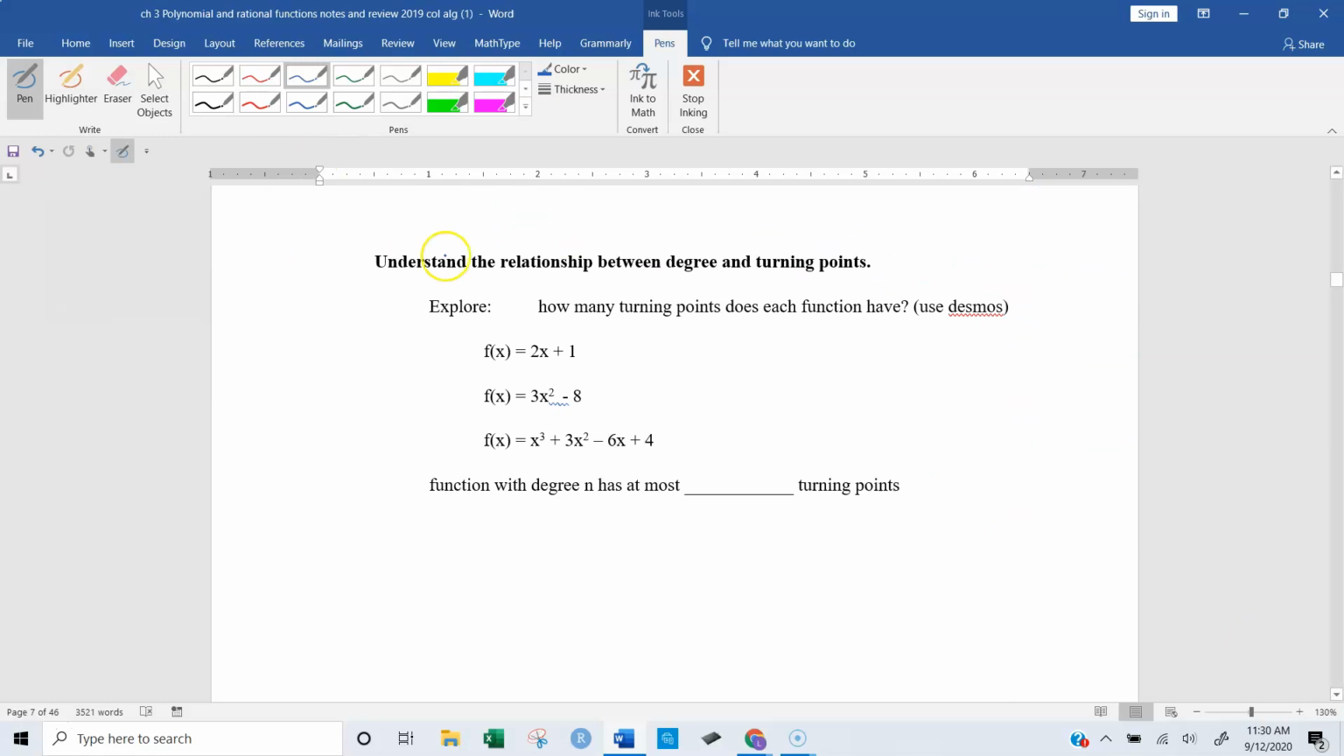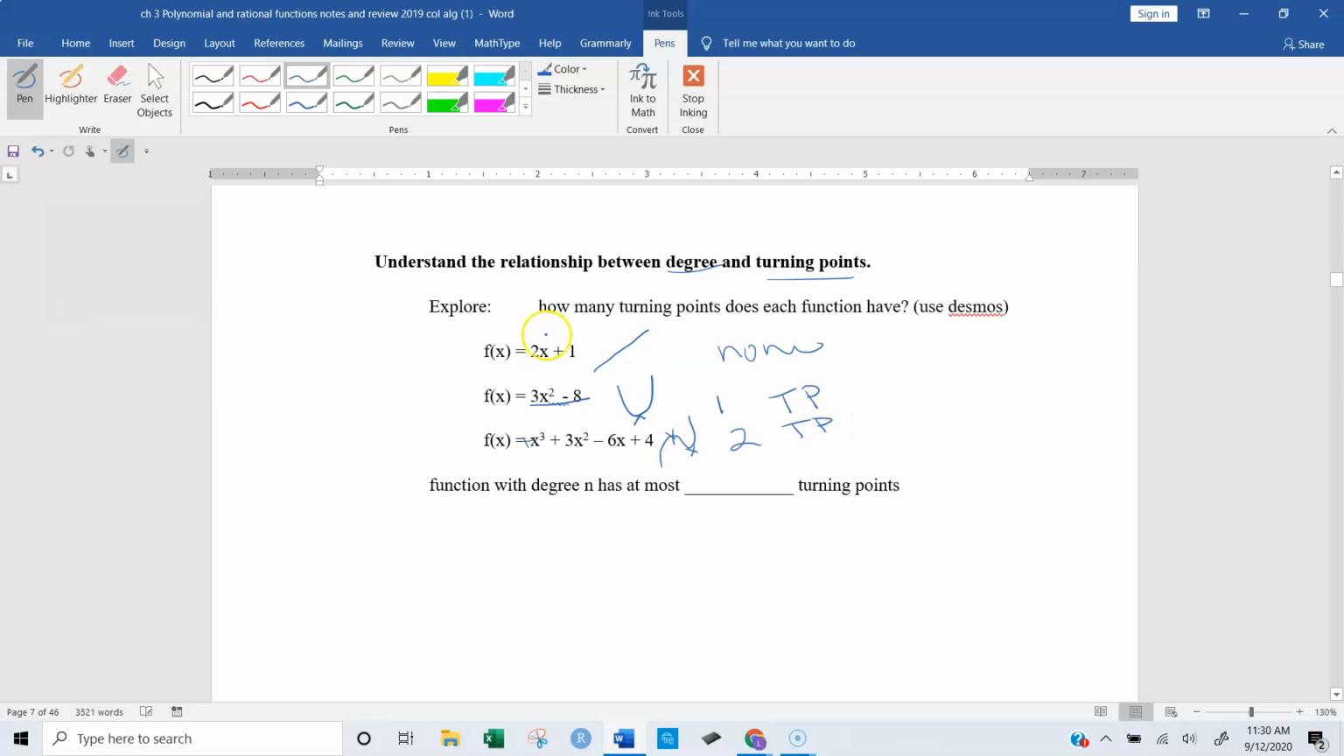Okay, next one, understanding the relationship between degree and turning points. So this is a 2x. Now, if you look at this, when you graph it, it goes straight up. How many turning points does it have? The answer should be none. Okay, 3x squared minus 8, you know that's a parabola facing up, has 1 turning point. X cubed positive, so you know this is a cubic going like so. It has 2 turning points.